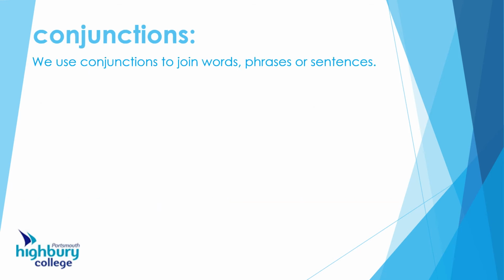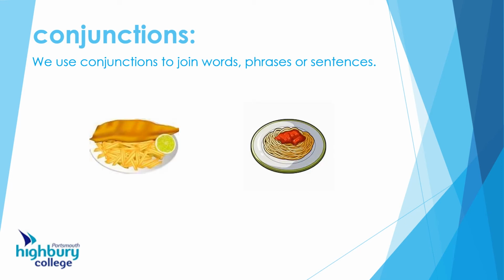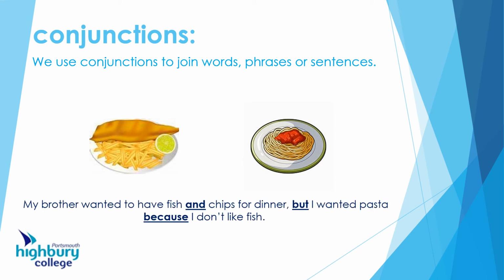Now conjunctions, they're joining words. We use conjunctions to join words and phrases and sentences together. If we don't have conjunctions in English, then you can only write very, very short sentences all the time. Have a look at the pictures. And now look at this sentence. My brother wanted to have fish and chips for dinner, but I wanted pasta because I don't like fish.